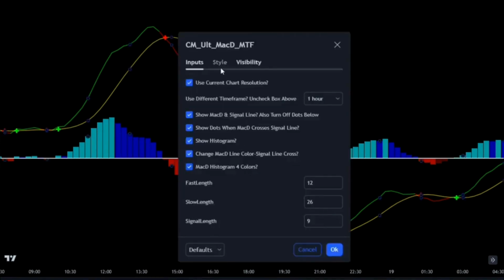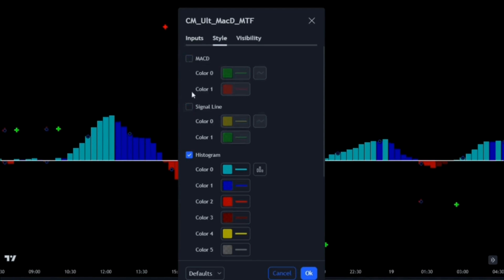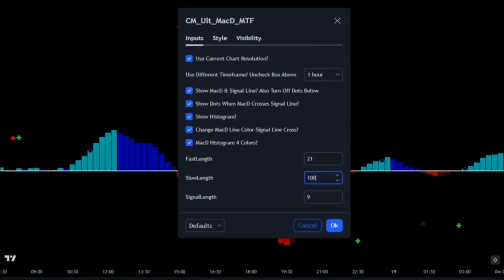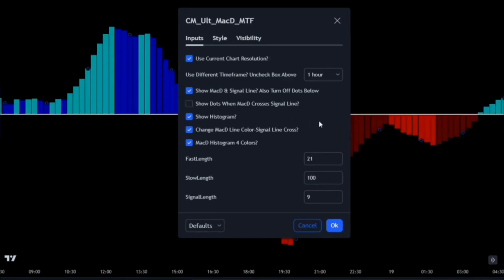In the Style tab, disable both the MACD and signal options, as we won't be needing them in this strategy. Next, move to the Input section. Change the Fast Length option to 21 and the Slow Length to 100. And lastly, uncheck this option to remove the signal cross pointers on the chart, as they won't be necessary either.